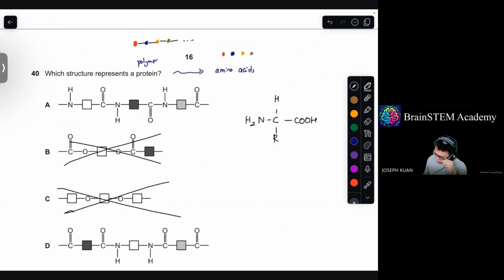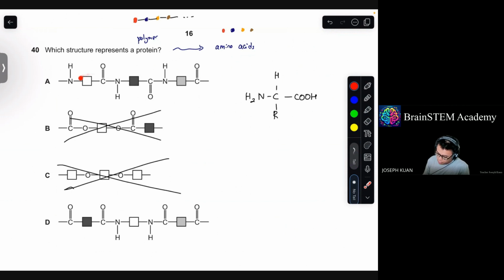So the terminals, one is having an amine group, the other one is having a COOH group. So these two are wrong because the terminals don't make sense. Where does this go? This is not found in B and C. So B and C are not possible. So it's either A or D. You see, it should be CO joined to the next amino acid by NH. One amino acid, both terminals are different. So CO for one side, NH for the other side.